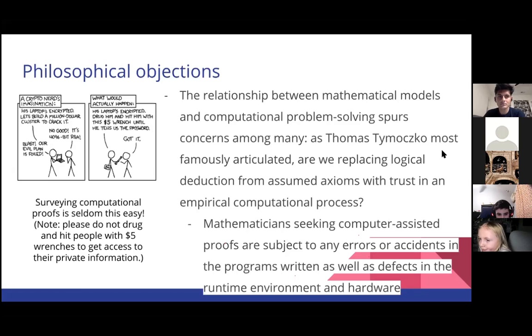It shows that people who think the encryption methods on their laptop are incredible, realistically, if someone wants to break into your computer, they're probably not necessarily going to care how incredible your 4096-bit RSA is. I don't even know if I should say this out loud, but solving computational proofs is seldom that easy. Please do not drug and hit people with $5 wrenches to get access to their private information. That is just a disclaimer from AngelHacks.